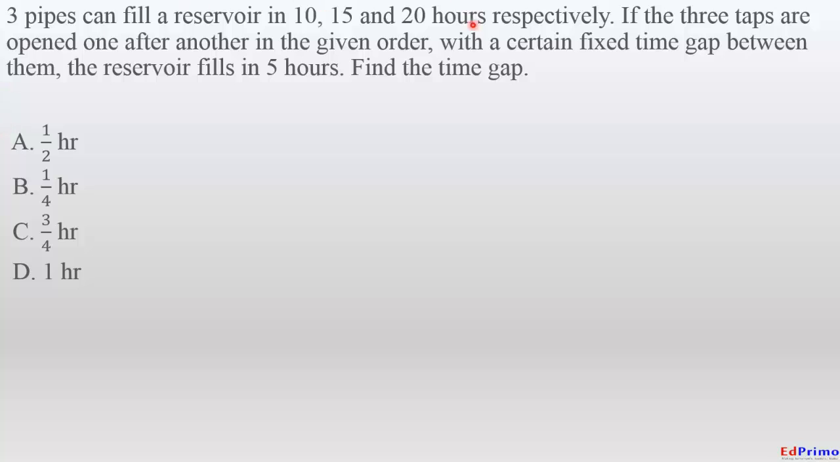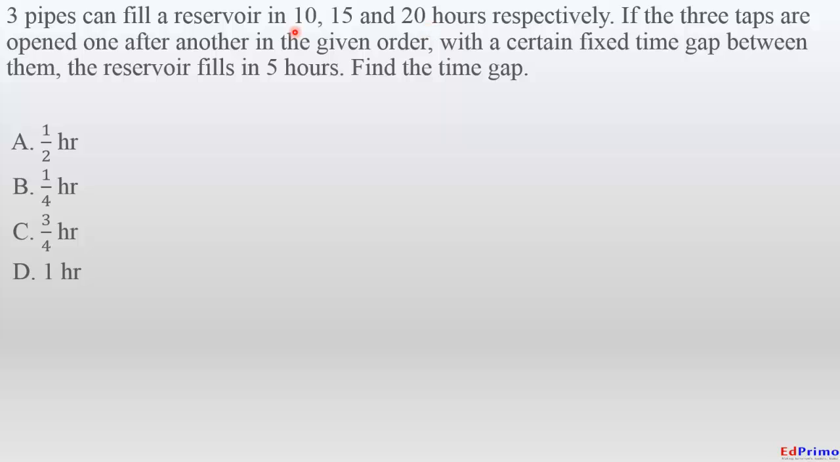Now we need to understand from this problem that we have three pipes, out of which the first pipe is the fastest one because it will fill the reservoir in just 10 hours. The second one is slightly slower, which will fill the reservoir in 15 hours, and the third one would fill the reservoir in 20 hours. That is, for a given hour, the first pipe would fill 1/10 of the reservoir. The second pipe would fill 1/15. The third pipe would fill 1/20th of the reservoir.